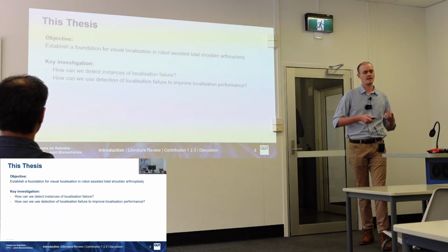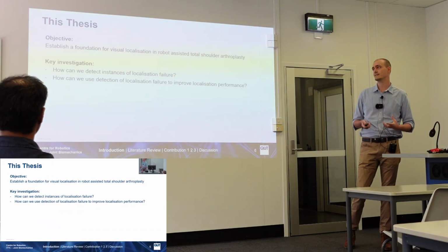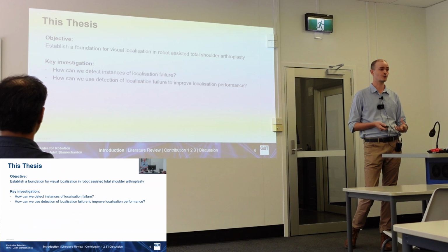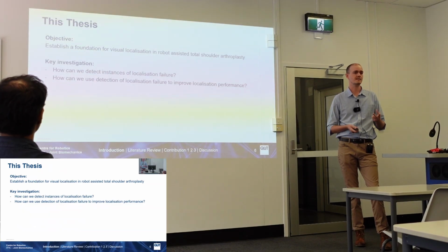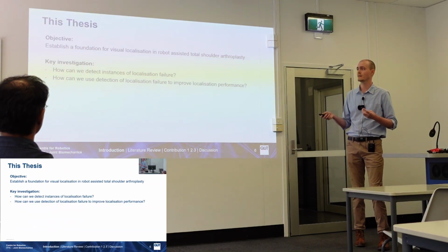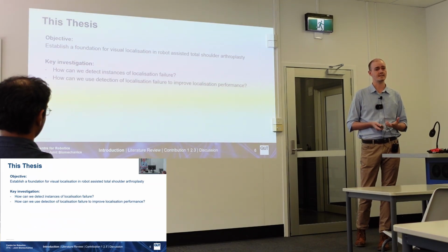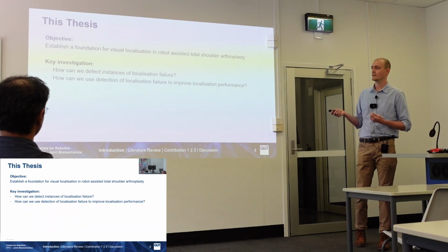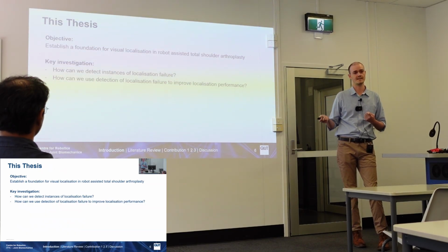In this thesis, our objective is to establish a foundation for visual localization in robot-assisted total shoulder arthroplasty, which is a surgery I'll talk about in a minute. To establish this, though, we have two key investigations that we undertake. The first is exploring how we can detect instances of localization failure, and the second is how we can use these detections as an opportunity to try and improve localization accuracy.